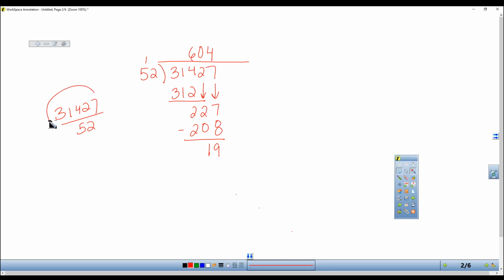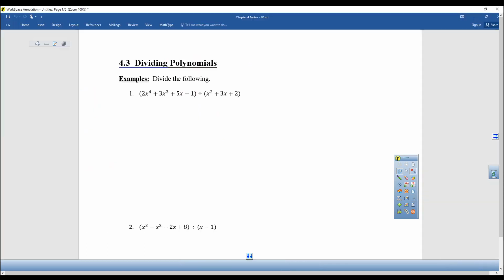So the answer to this division problem is 604 and 19/52. This is called an improper fraction, and this is called a mixed number. This is improper because the top is bigger than the bottom. This is mixed because it's partly a whole number and partly a fraction. So what we're going to do today is that exact same process, but we're going to do it with polynomials.